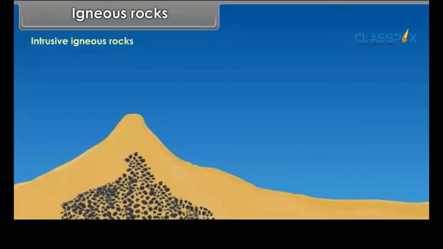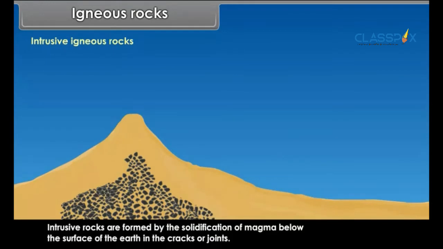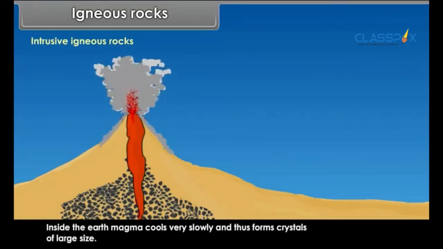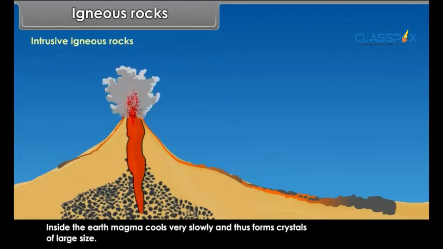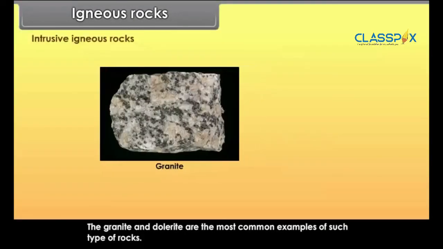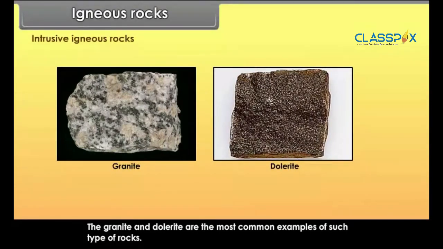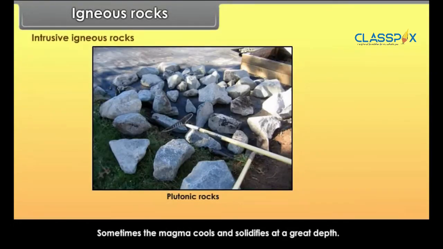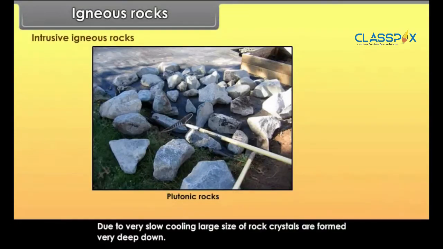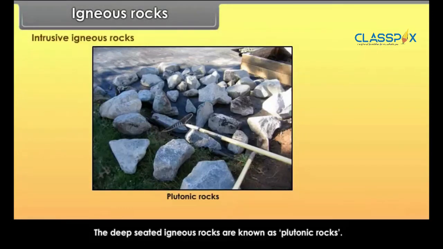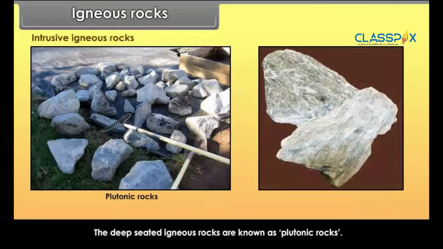Intrusive igneous rocks. Intrusive rocks are formed by the solidification of magma below the surface of the Earth in the cracks or joints. Inside the Earth, magma cools very slowly and thus forms crystals of large size. Granite and dolerite are the most common examples of such rocks. Sometimes the magma cools and solidifies at a great depth. Due to very slow cooling, large rock crystals are formed very deep down. The deep-seated igneous rocks are known as plutonic rocks.